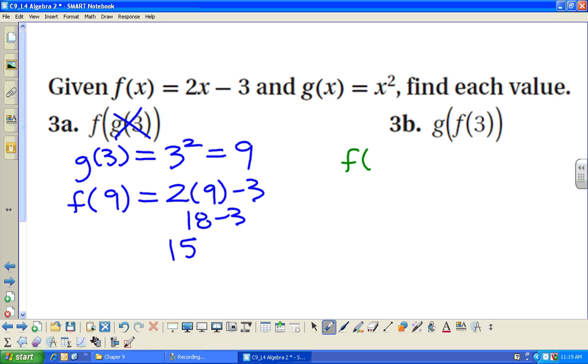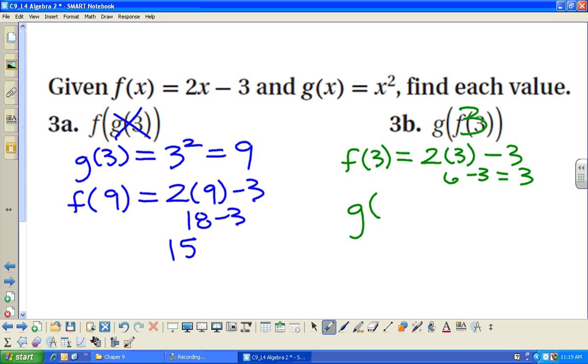Here I have to find the function of f at 3 first, which would be 2 times 3 minus 3, which would be equal to 6 minus 3. So since this value is 3, I find the function of g at 3, which would be 3 squared, and this is equal to 9.